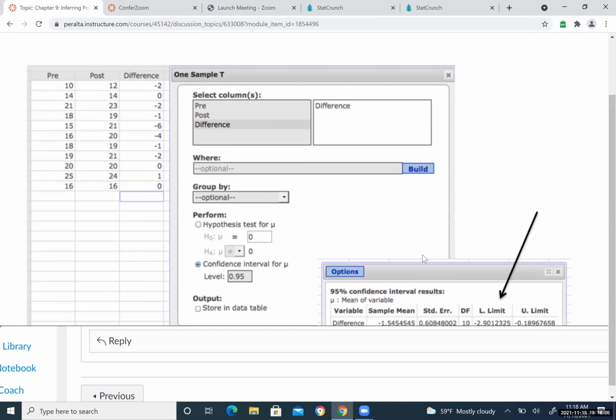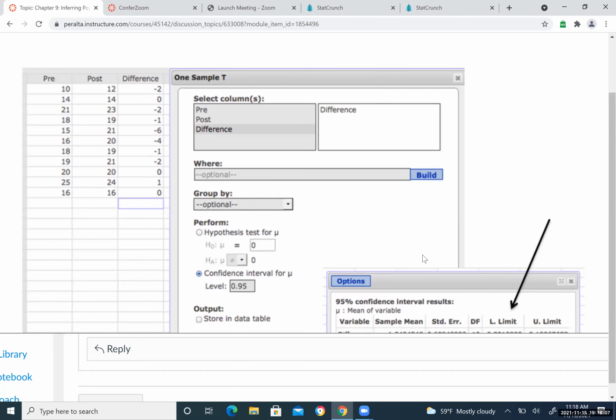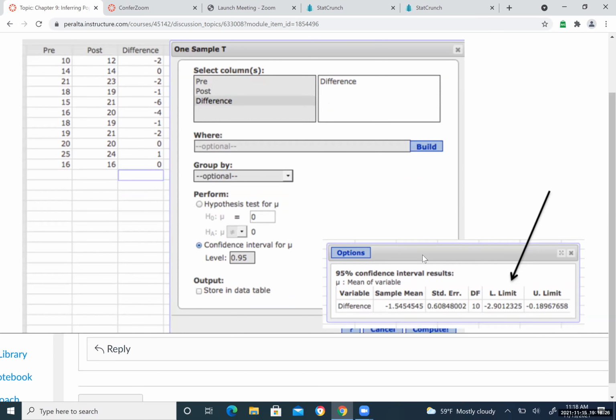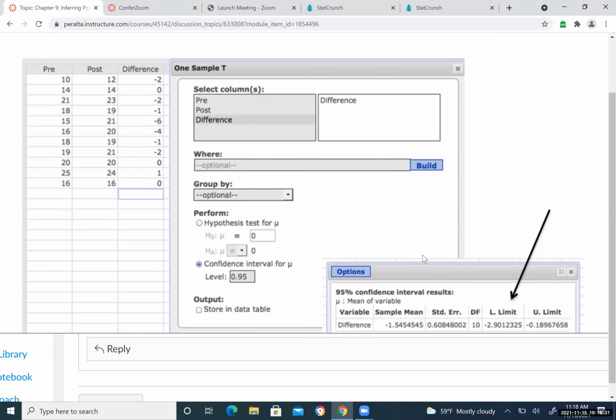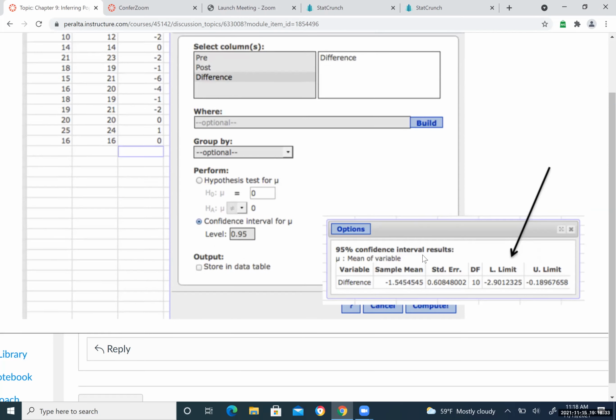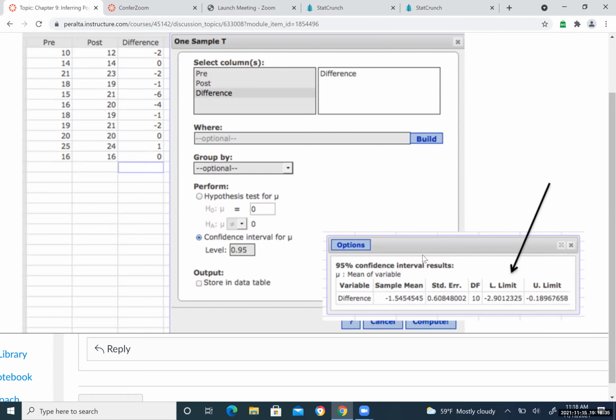So you type it in, right? You type in the data, and we are using one sample T. Let me demonstrate for you. We have pre, post, difference. We're going to use the difference column, okay? And then we're going to click on confidence interval for that one. Then we're going to have the value. Let me have the screenshot for this data, then I will demonstrate for you to see it.